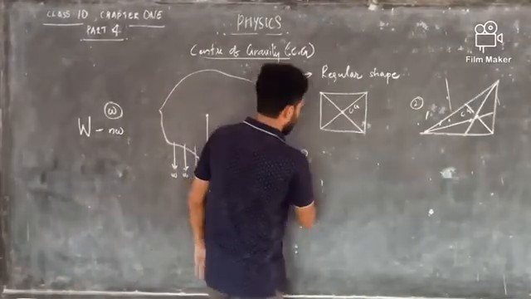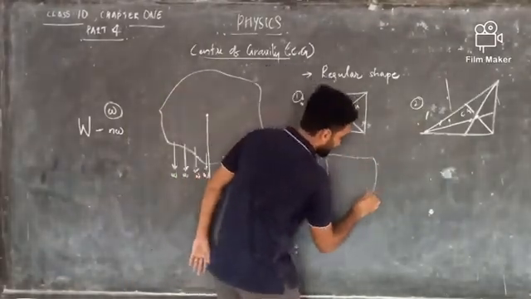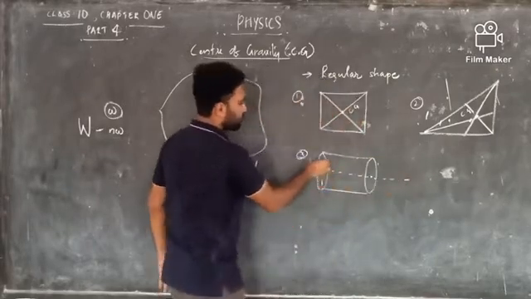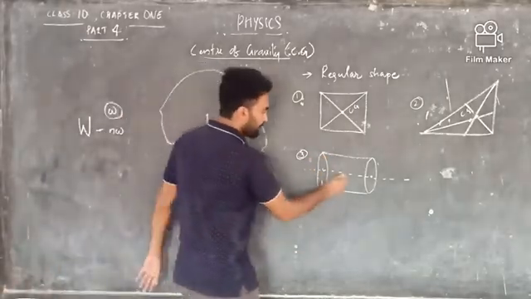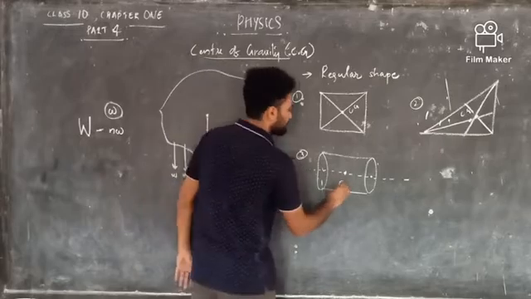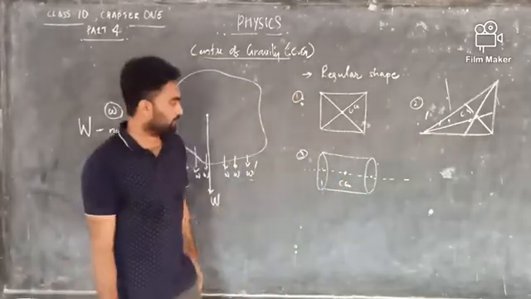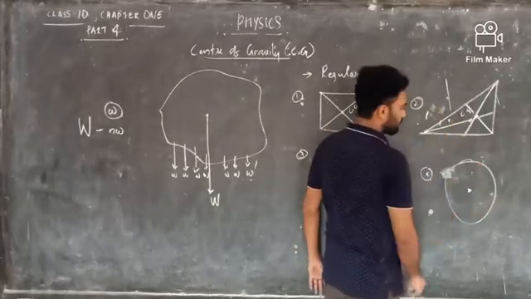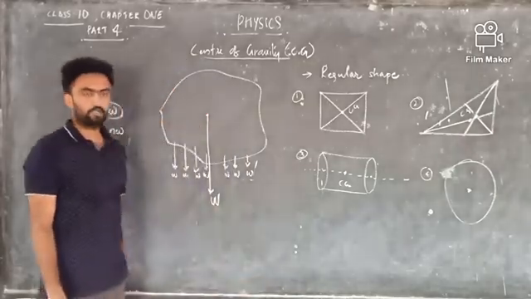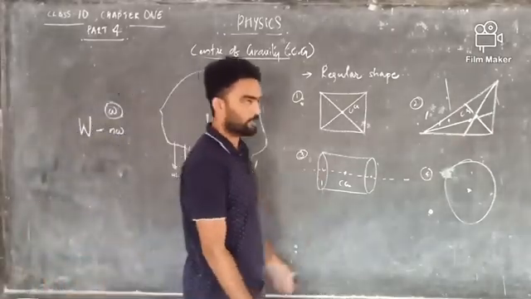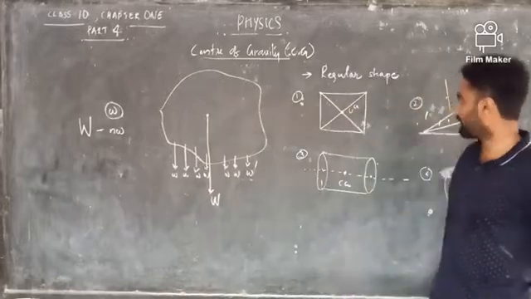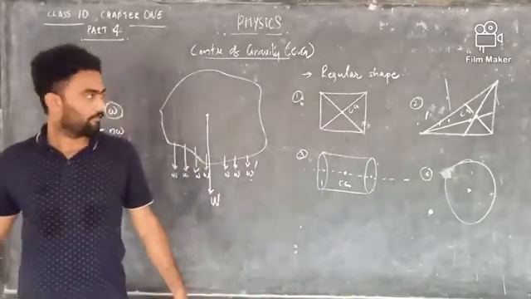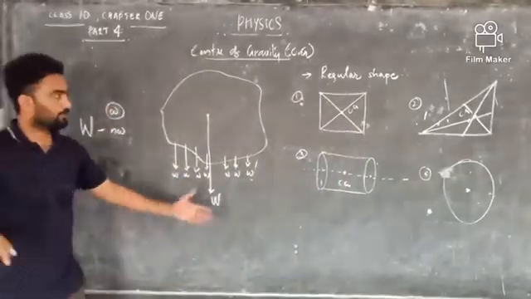Then the third case is a cylinder. In a cylinder there is a central axis passing through the centers of the two circular faces, and the midpoint of this axis will be the center of gravity. Then for a circular shape, the center of the circle will be the center of gravity. Clear? So that's the case of a regular shape. Regular shape means fixed boundaries, a fixed shape, and uniform density throughout. For such bodies, we can find the center of gravity using this concept.